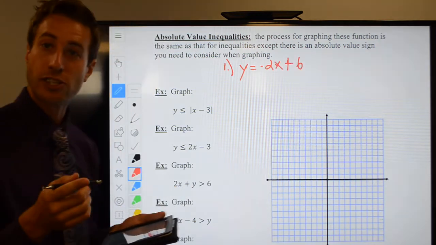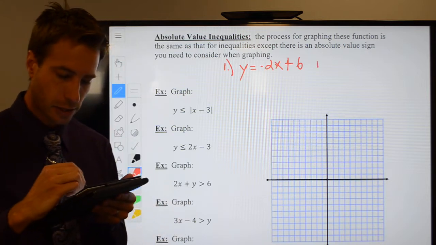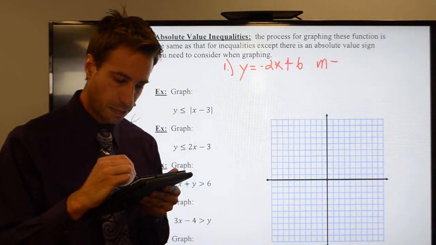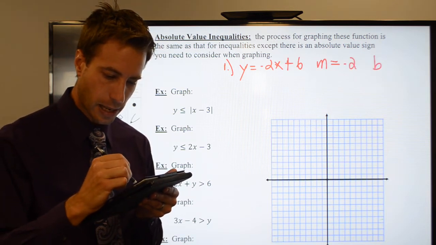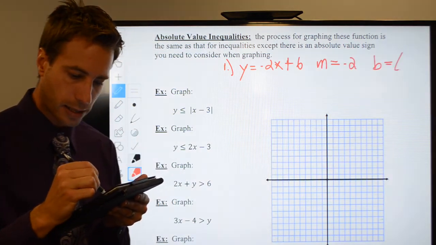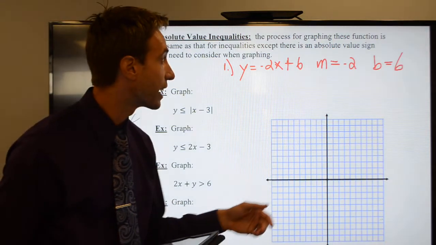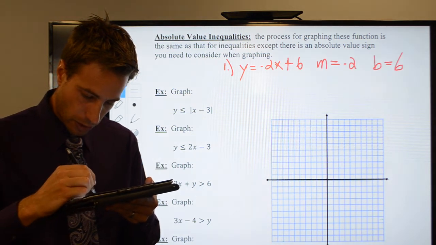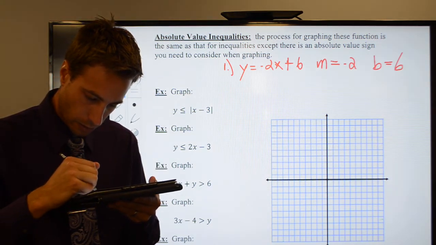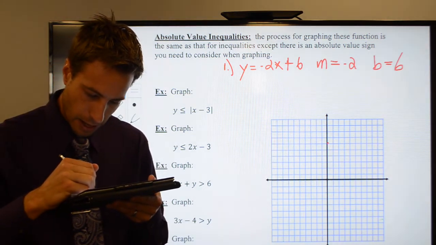Okay, find my slope and my y-intercept. Well, my slope appears to be a negative 2, and my y-intercept appears to be a positive 6. So let's go ahead and graph this. I need to be at positive 6. 1, 2, 3, 4, 5, 6, right there.